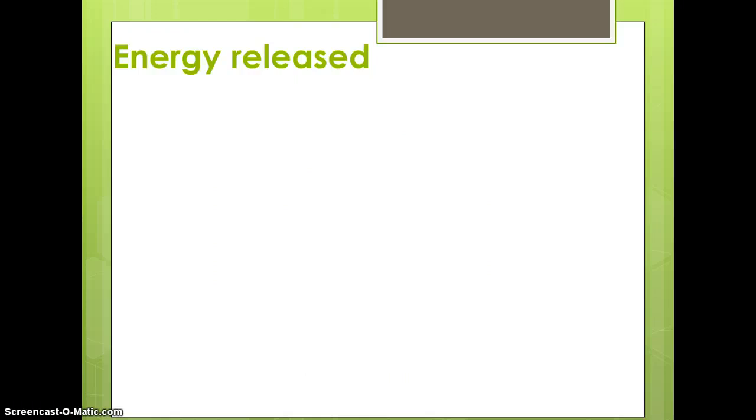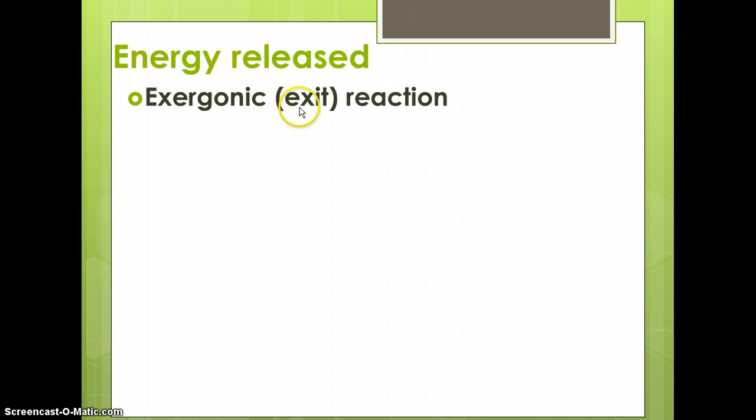So let's say we're making a reaction and energy happens to be released. These kinds of reactions are called exergonic. Notice the word I put here, exit. It sounds very similar to exergonic. They have the same EX for the beginning. That will help you to figure out which direction the energy is going.